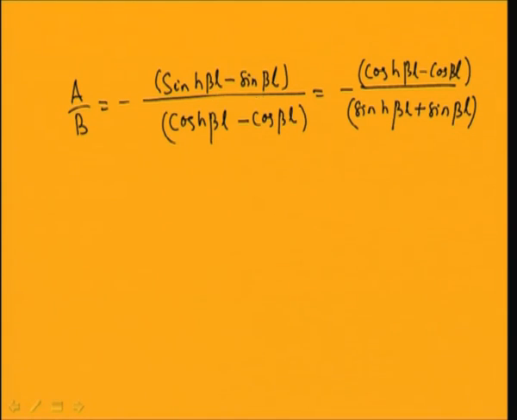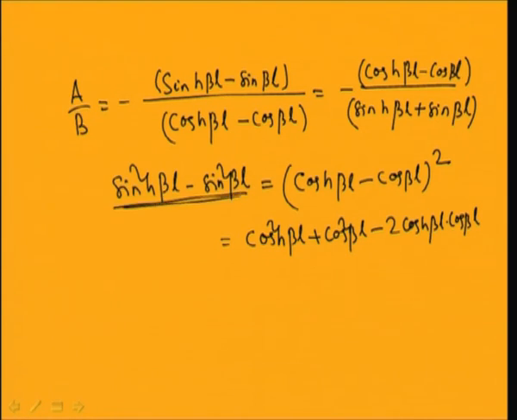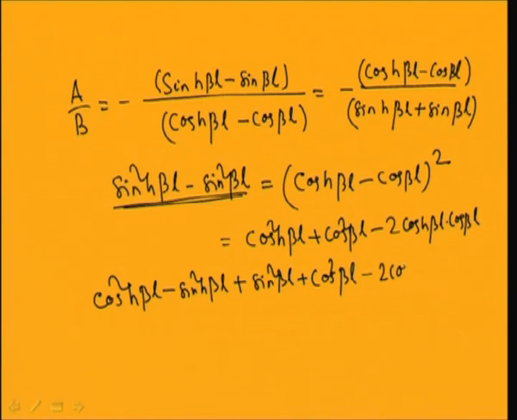Now by multiplying this, sin hyperbolic beta L minus sin beta L into sin hyperbolic beta L plus sin beta L becomes sin square hyperbolic beta L minus sin square beta L. This will be equal to cos hyperbolic beta L minus cos beta L whole square, or cos square hyperbolic beta L plus cos square beta L minus 2 cos hyperbolic beta L into cos beta L. By taking these to the right side, this becomes cos square hyperbolic beta L minus sin square hyperbolic beta L plus sin square beta L plus cos square beta L minus 2 cos hyperbolic beta L into cos beta L equal to 0.